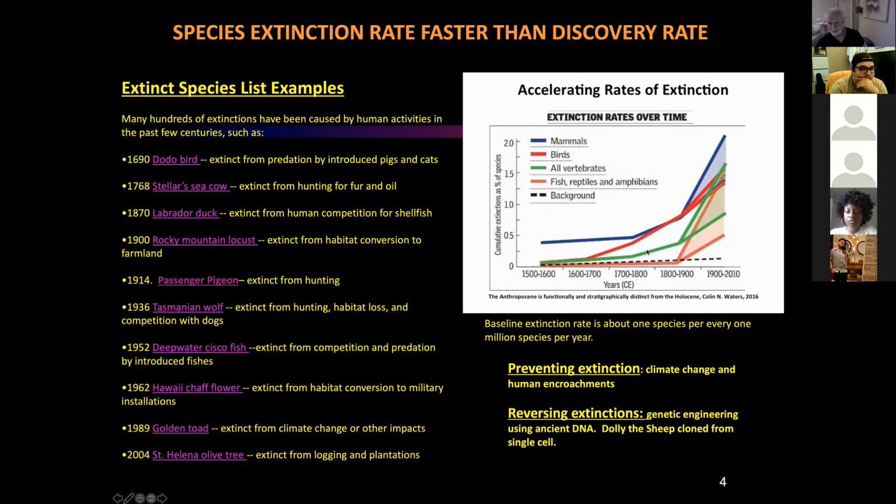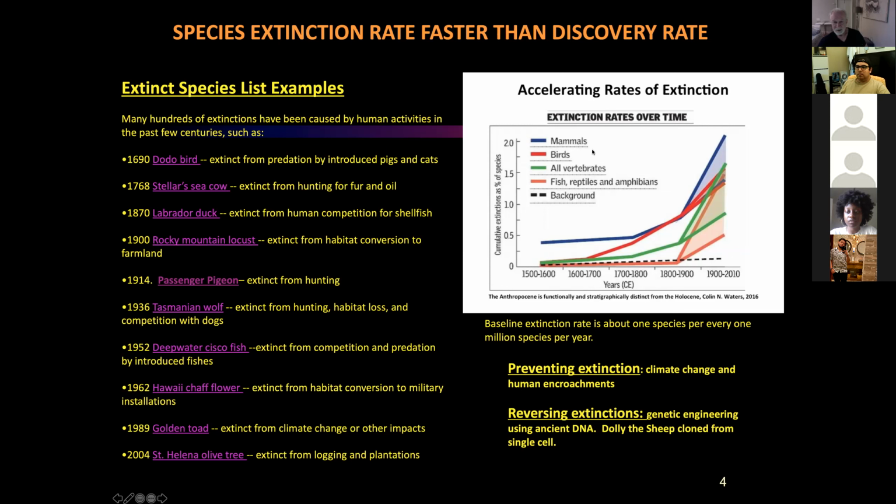But look at the graph and notice that it goes back as far as the 1500 to 1600s, where the extinction rate was at the base level. And so what is the base level? The baseline extinction rate is one species per million per year. So that's the dotted line here. So the base extinction rate is going up, but going up very slowly.